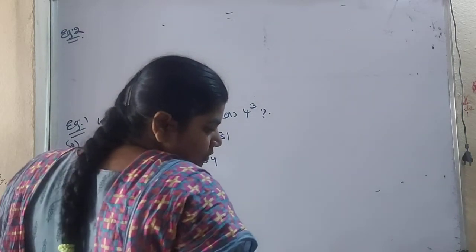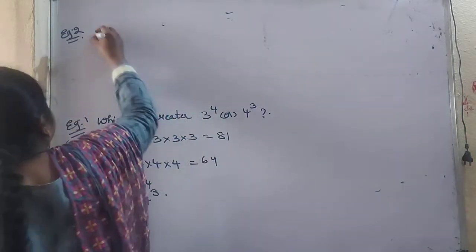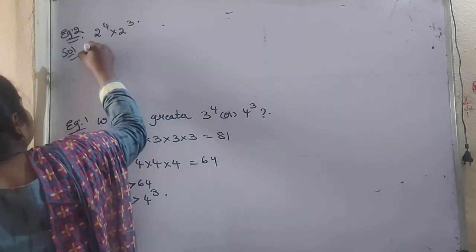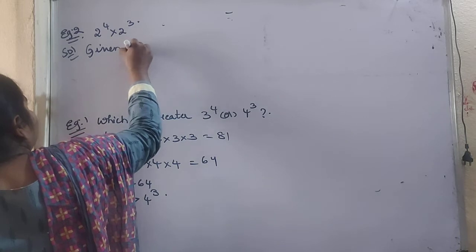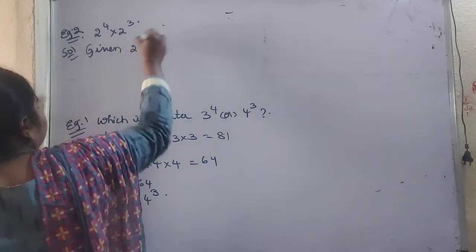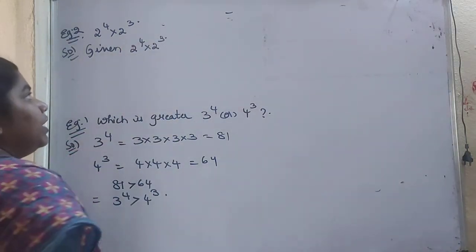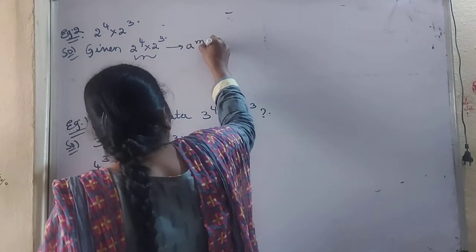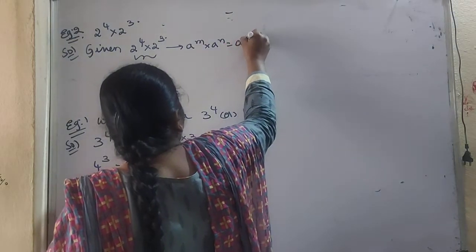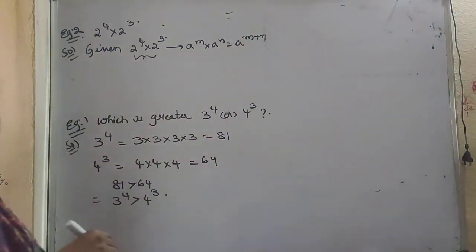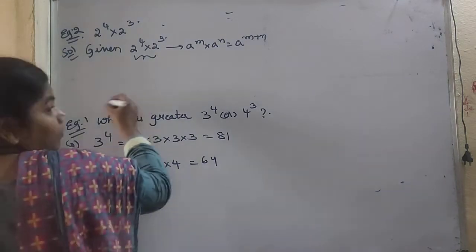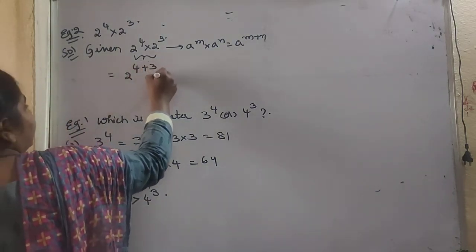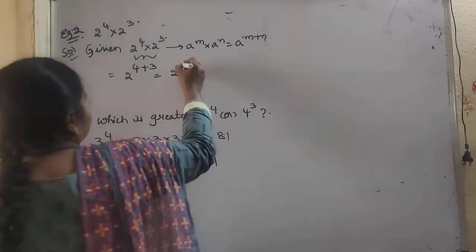Example number 2 is 2 power 4 into 2 power 3. So here, given 2 power 4 into 2 power 3, which law can we apply here? We can apply the first law. What is that? a power m into a power n is equal to a power m plus n. So when both bases are equal, we have to add the powers. So that will be 2 power 4 plus 3, which equals 2 power 7.